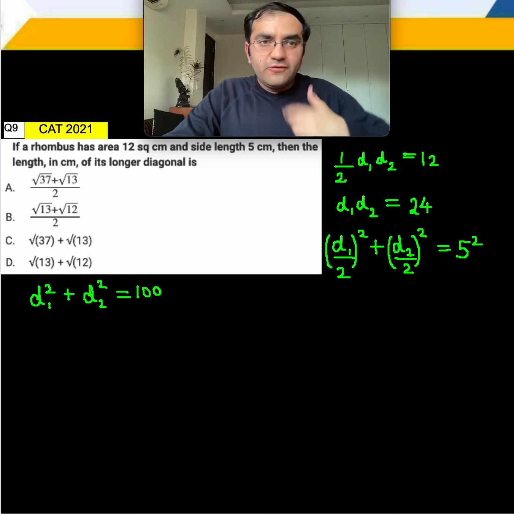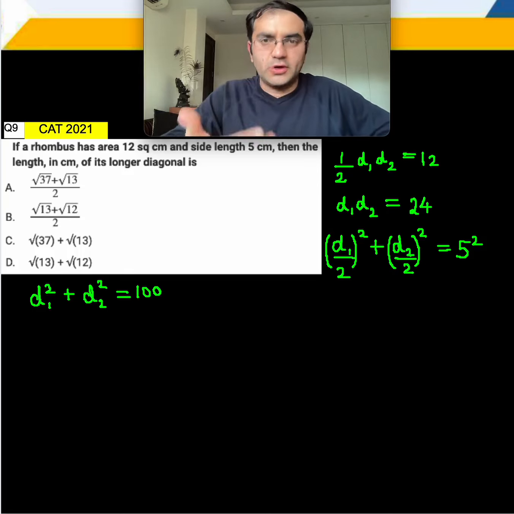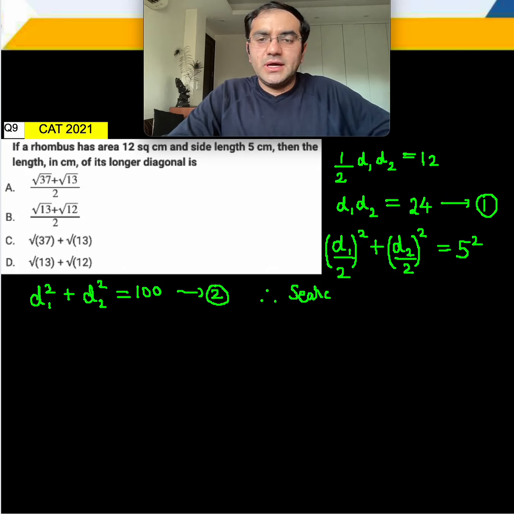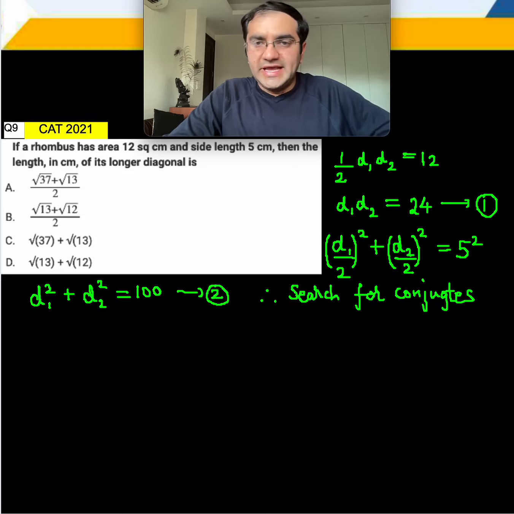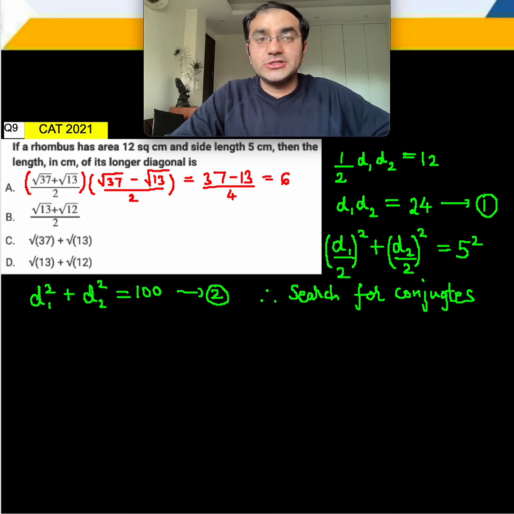So now that I'm looking for diagonals which are conjugates whose product is 24, I can take one option at a time. It's equation 1, that's equation 2. For example, let me take up the search for conjugates. Okay, conjugates, A is missing. So let me multiply this by its conjugate, root 37 minus root 13 upon 2. That becomes 37 minus 13, that's 24 upon 4, that is 6. Whereas according to equation 1, I need 24. So option A is gone.